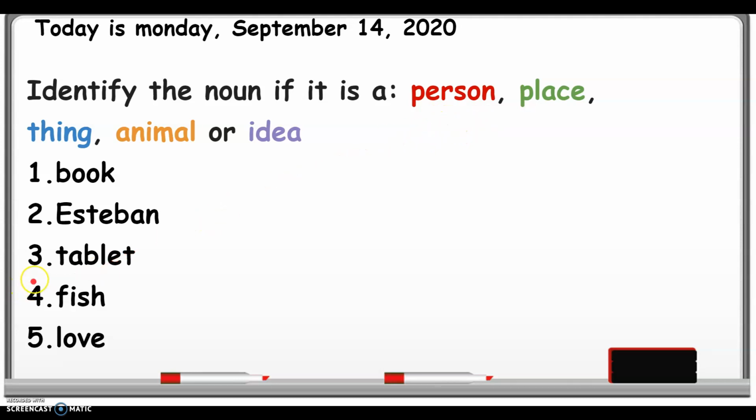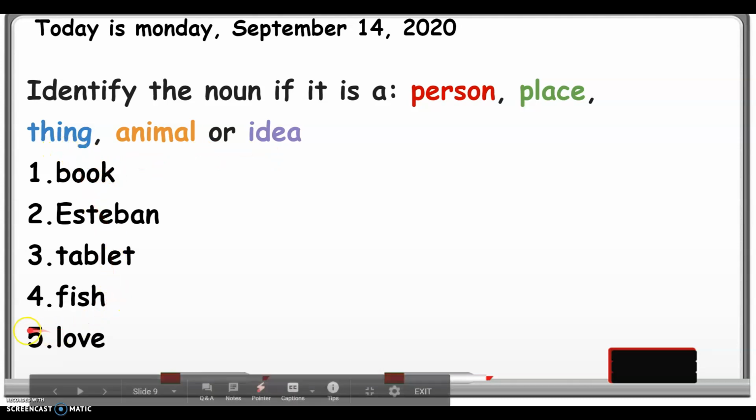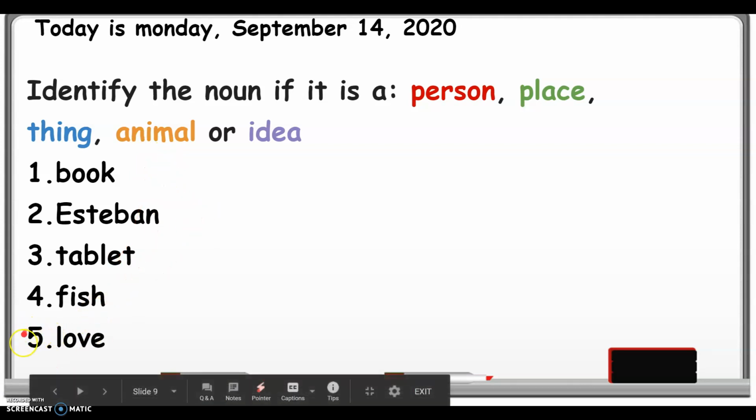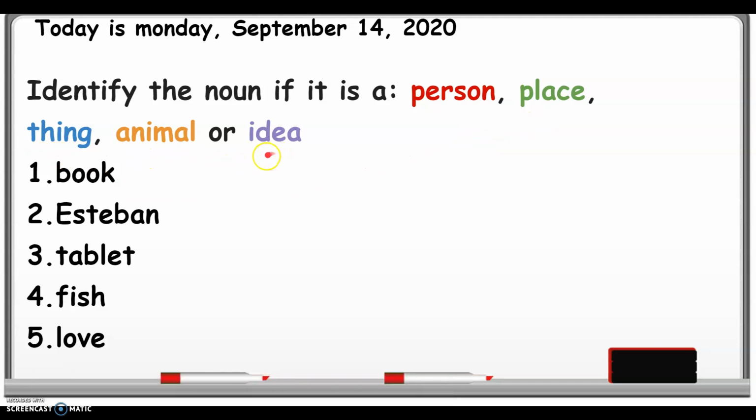Esa era fácil. Number 3. Tablet. Person, place, thing, animal, or idea? Very good. Thing. Number 4 is fish. Fish. Pez. Person, place, thing, animal, or idea? Very good. Fish. Animal. Number 5. Love. Person, place, thing, animal, or idea? Very good. An idea.